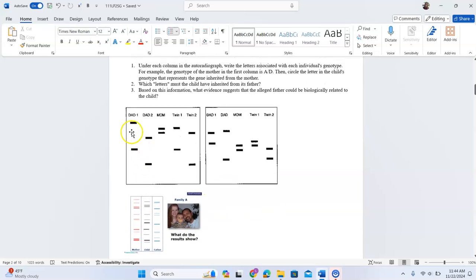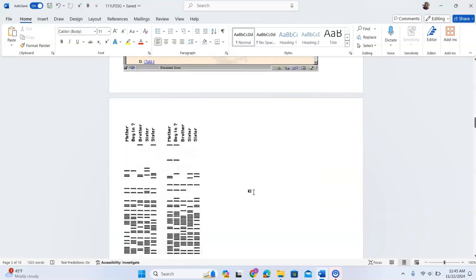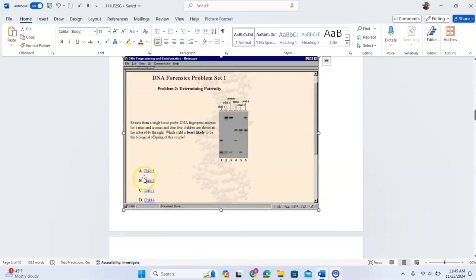we were able to say that dad 1 was the father of twin 1 and dad 2 is the father of twin 2. We were also able to say that this father, and this is kind of cool because you can see the color picture, was not the biological father of the baby in the picture. In the sexual assault case, it was suspect 1 whose DNA matched up with the sperm DNA. And it was child 2 that was least likely to be the biological child of the couple.